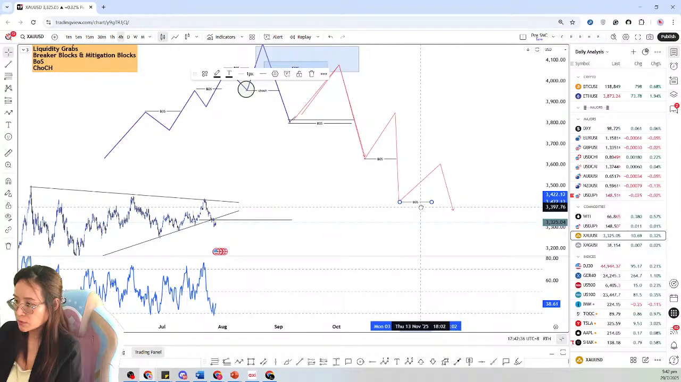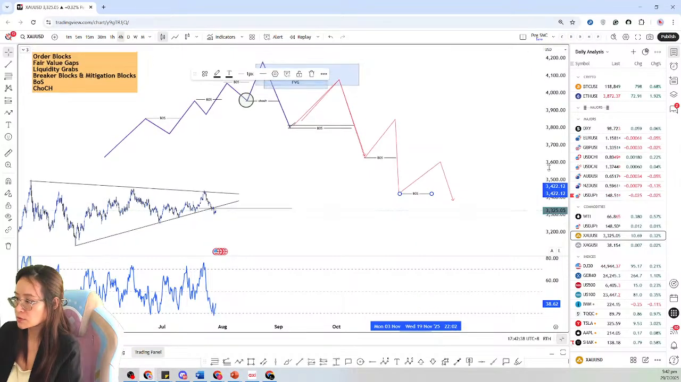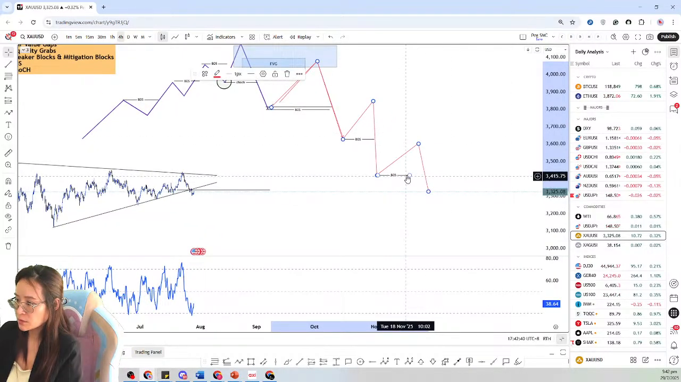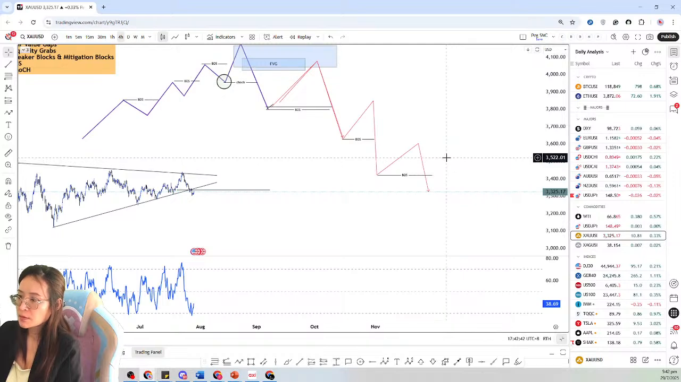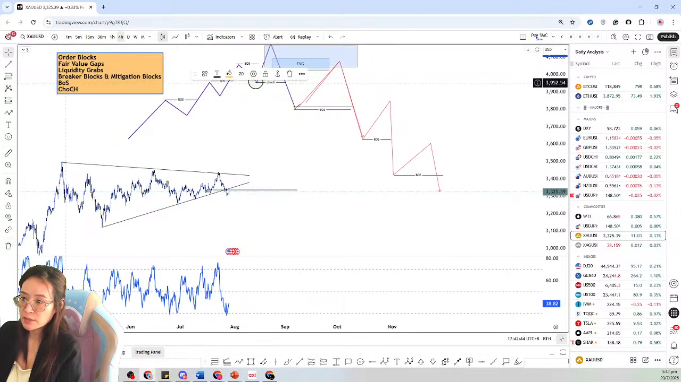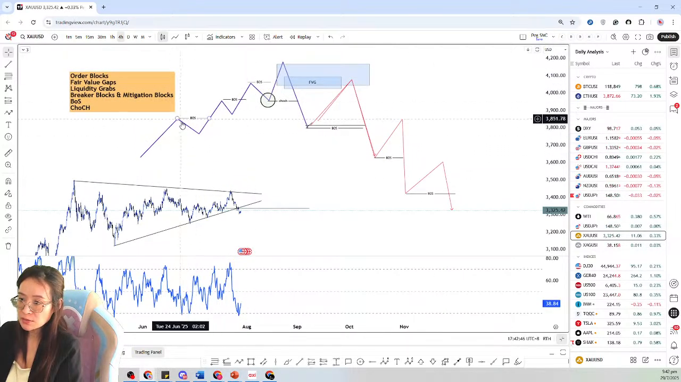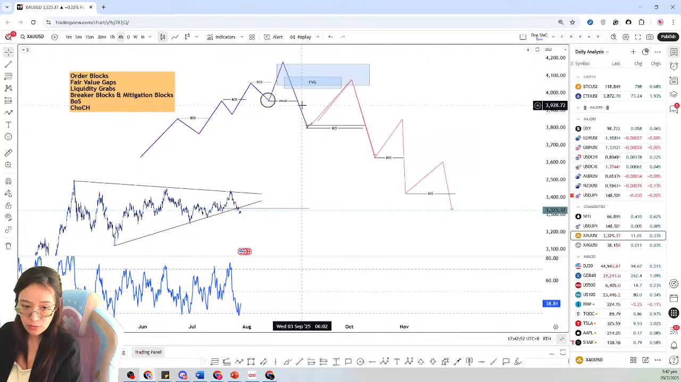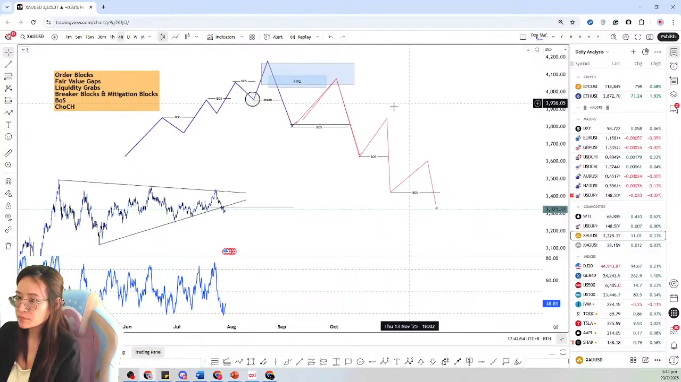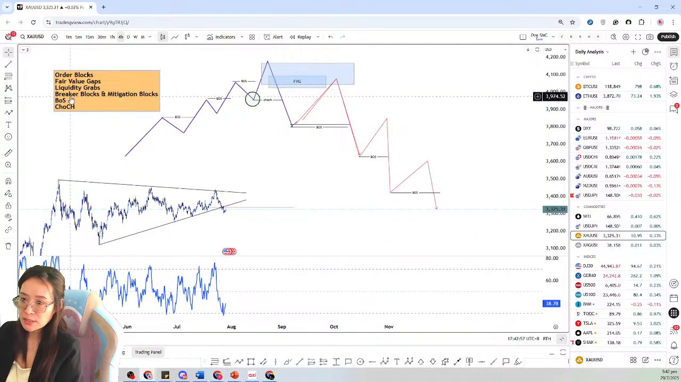And your break of structure is here, and so on and so on, right? This is, which is right here. Break of structure is trend continuation. Change of character, or shock, is the trend reversal. Okay. Now, what is breaker block or mitigation block?